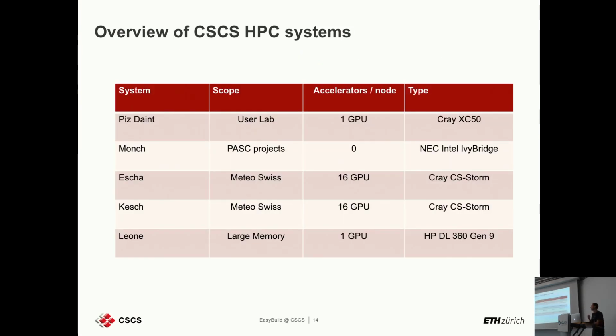So just before going to that, here is an overview of our systems. We have Piz Daint, and these are all the production systems we have. We also have TDSs. So we have one system for MeteoSwiss, one with large memory, and our main system is Piz Daint with GPU. So this is just so that you have an overview of our main production systems.